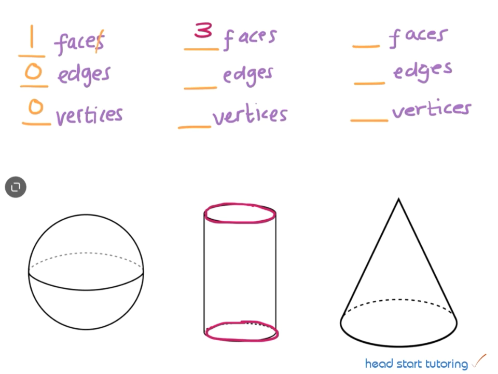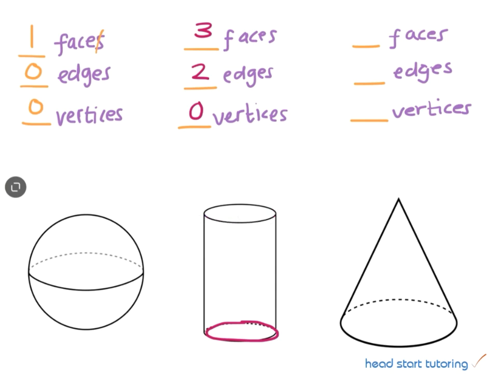How many edges do we have in our cylinder? We have got 2 edges in our cylinder. Now this can sometimes be quite confusing because we do not have any vertices in our cylinder, but we do have 2 edges. Our edges are not where our lines meet, our edges are where 2 faces meet.